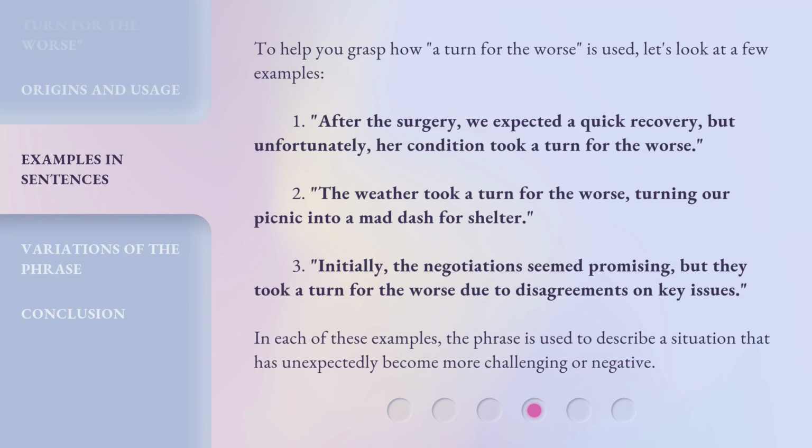To help you grasp how "a turn for the worse" is used, let's look at a few examples. 1. After the surgery, we expected a quick recovery, but unfortunately, her condition took a turn for the worse. 2. The weather took a turn for the worse, turning our picnic into a mad dash for shelter. 3. Initially, the negotiations seemed promising, but they took a turn for the worse due to disagreements on key issues.